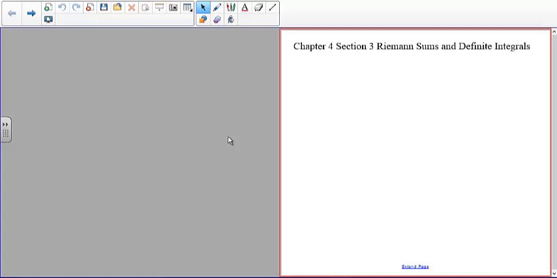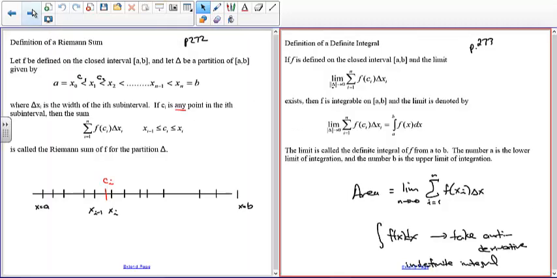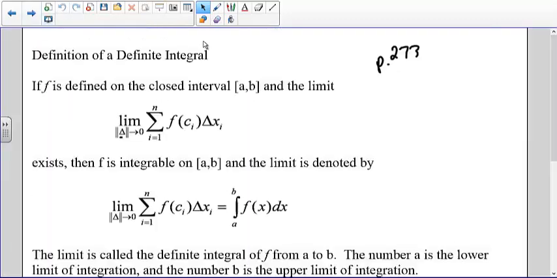Okay, so we were talking about what a definite integral was. A definite integral is basically just the shorthand version of saying that I'm going to add these rectangles together and I'm going to take the limit as n goes to infinity. So it's just a terminology kind of thing. So we were on this page.